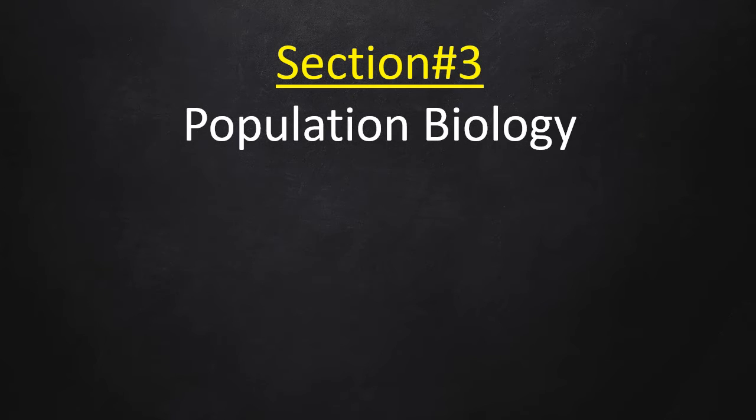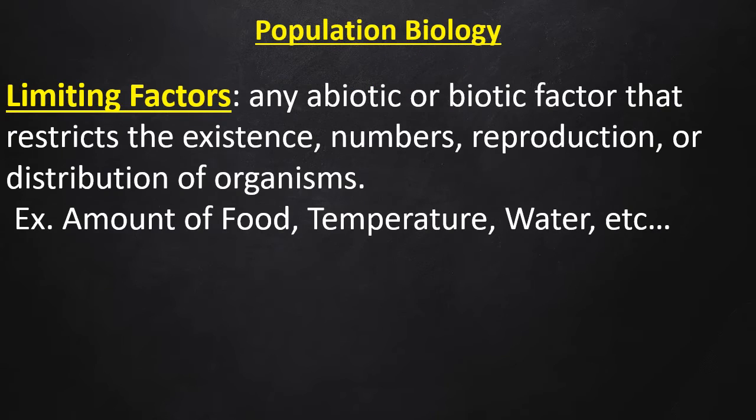Welcome to Unit 8, Section 3, Population Biology. Limiting factors are any abiotic or biotic factor that restricts the existence, numbers, reproduction, or distribution of organisms. This could mean the amount of food, temperature, or water of an ecosystem.